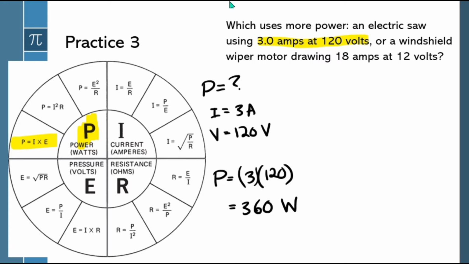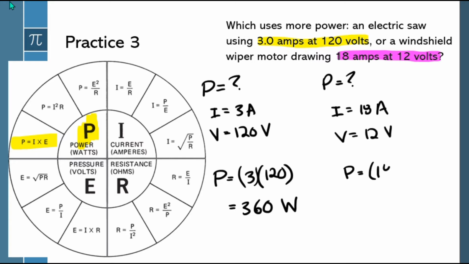Looking now at our windshield wiper motor on a vehicle. Same formula. Looking for power, given 18 amps and given a voltage of 12 volts. So in this case, much higher current, 18, much lower voltage, times 12, and we get 216 watts. So which one uses more power? We can say that the electric saw uses more power.